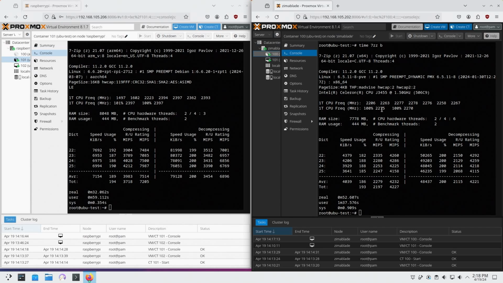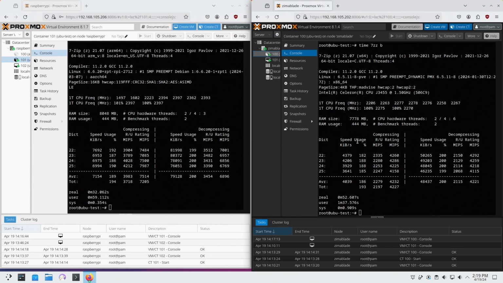So slight improvements running on the container versus running on the VM, but the Raspberry Pi is definitely a clear winner. And you can see the RAM usage is exactly the same, 444 megabytes. And the comparison between each one has a higher kernel, it's 6.6 versus the 6.5 on this one. But otherwise, I was right to suggest that the Raspberry Pi is actually faster than the Zimablade itself.